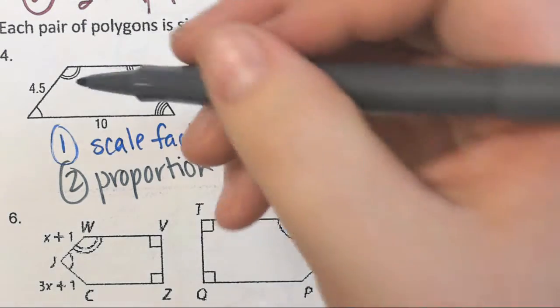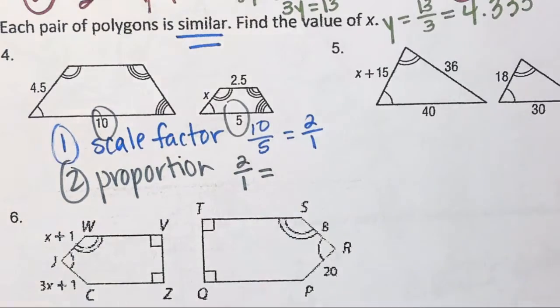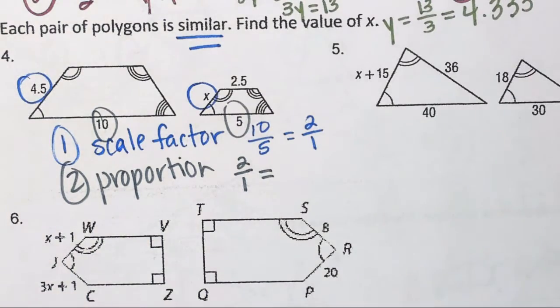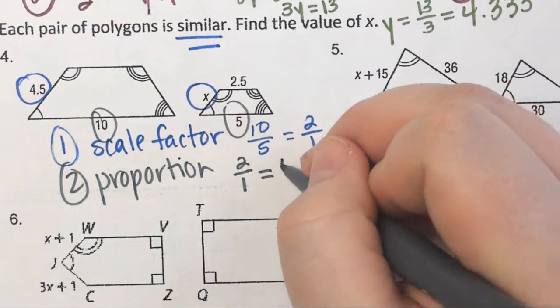4.5 and 2.5. Is it 4.5 over 2.5? No, we have to do 4.5 and x. They're both between the 1 and 2 rainbows.